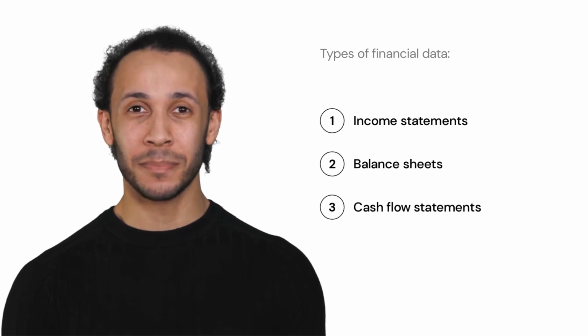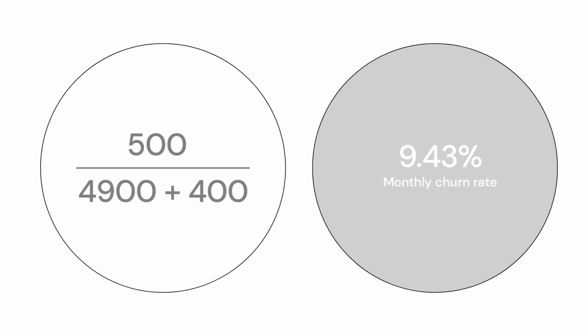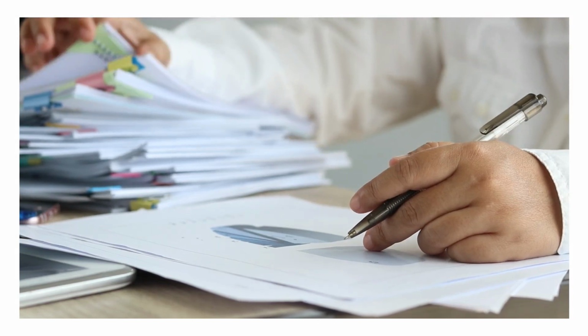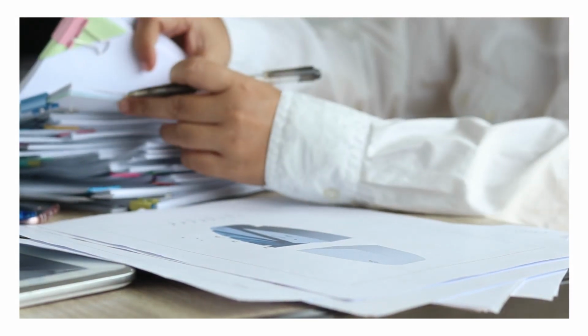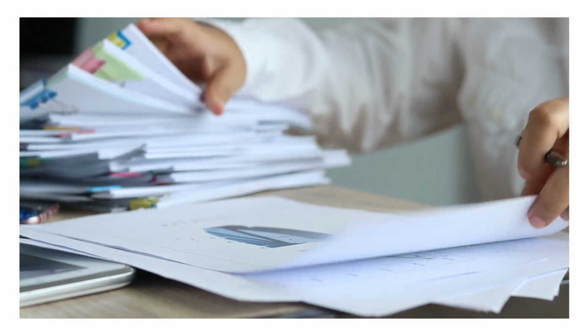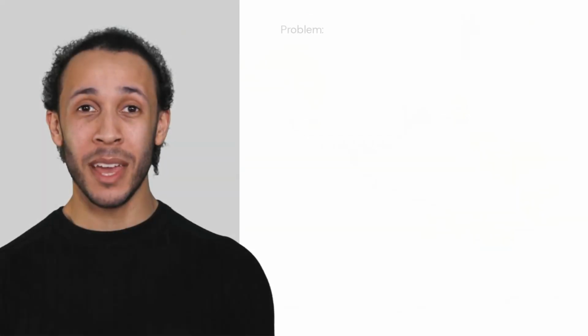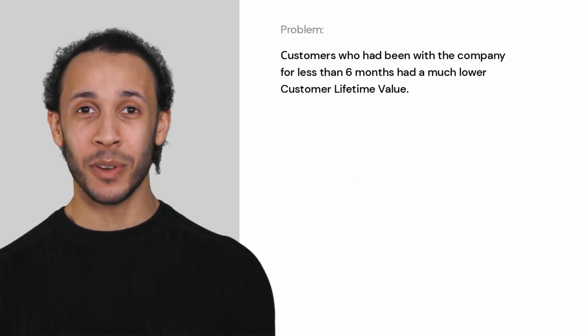Here's an example. A software company I used to work with had a problem with high customer churn rate. We used financial data to identify the main causes of churn by analyzing the customer lifetime value of the customers who left and comparing it to those who stayed. We found out that customers who had been with the company for less than 6 months had a much lower CLV. After further research, we discovered that the onboarding process for new customers was not effective enough.